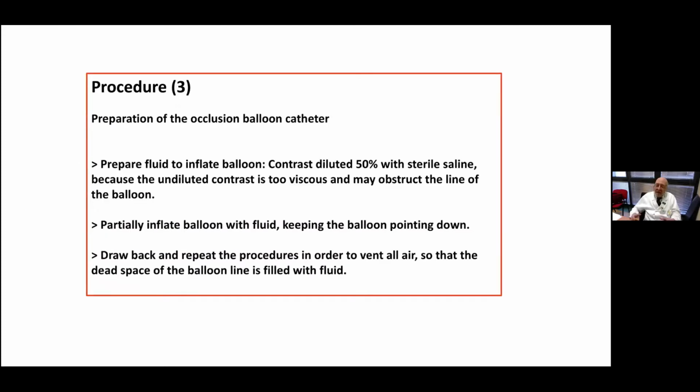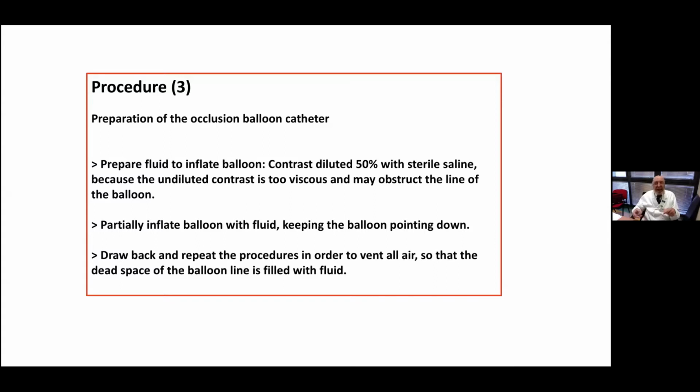Well, now it is time to prepare the occlusion balloon catheter. We prepare the fluid to inflate the balloon. We use the contrast diluted 50% with sterile saline because the undiluted contrast is too viscous and may obstruct the line of the balloon. It is enough of this half contrast and half saline to be seen on the images. So it is okay.